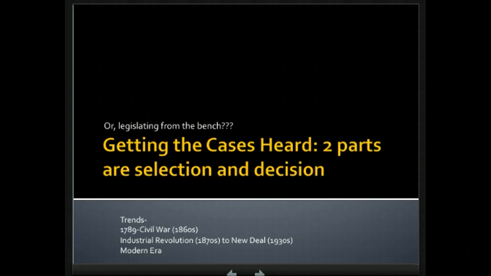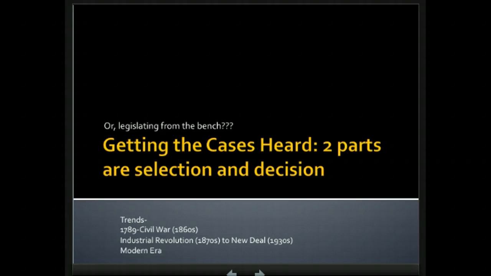There are three eras of the Supreme Court, or trends that you can follow. From 1789 to the Civil War of the 1860s, most of the dominant questions before the court considered the strength of the federal government over the states. So think about Marbury versus Madison, McCulloch v. Maryland, Gibbons v. Ogden. All of those decisions made the federal government more powerful and defined the federal government as supreme over the state governments. Also, a lot of those cases dealt with the legitimacy of slavery, like Dred Scott.